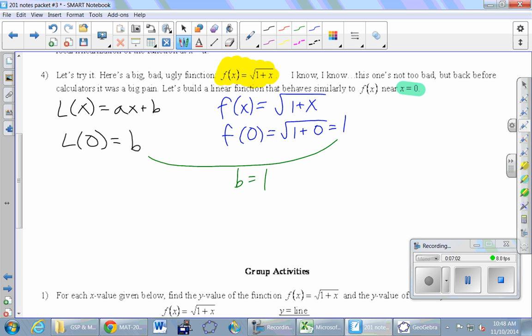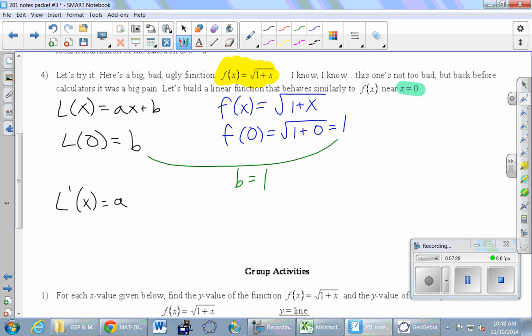Okay, fair enough. And then we're going to do this other thing. So we make them agree at this point at x equals 0, and then we're going to make the derivatives agree. So we're going to take a derivative of our line, L prime of x equals. Remember, x is the only variable, even though there are 3 letters in this line equation. So what's the derivative of ax plus b? It's just a, right?